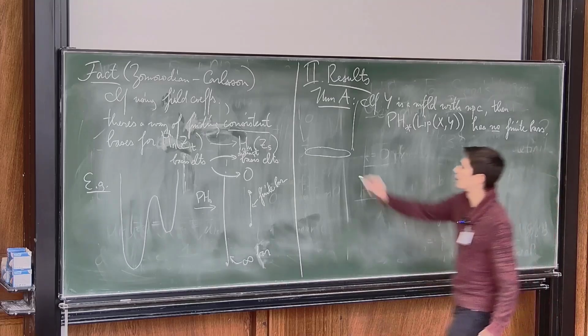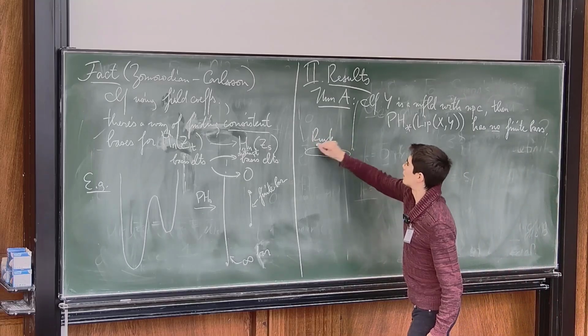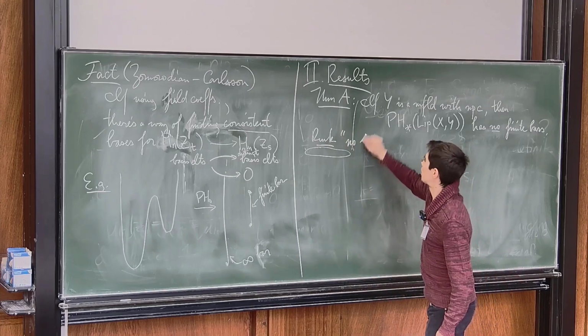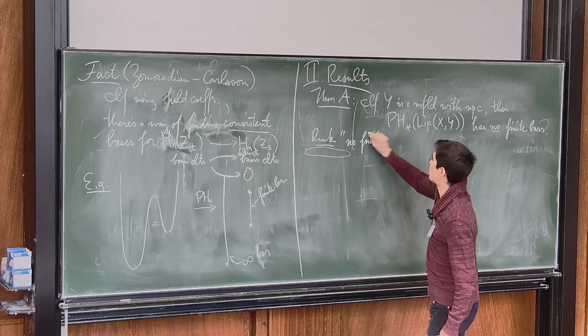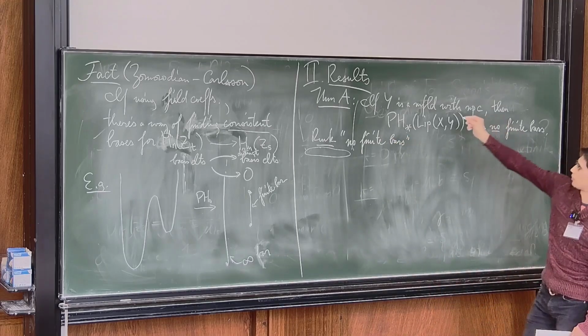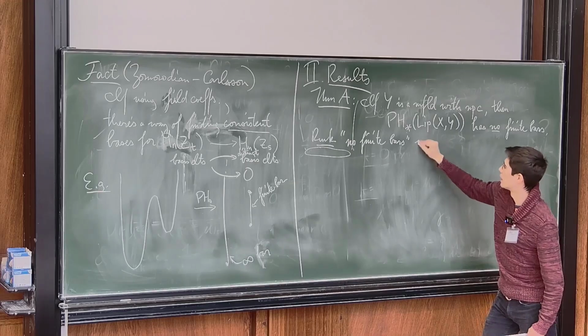But why I wanted to throw this out here is that this property of not having finite bars is not a topological property. This really depends on the geometry.